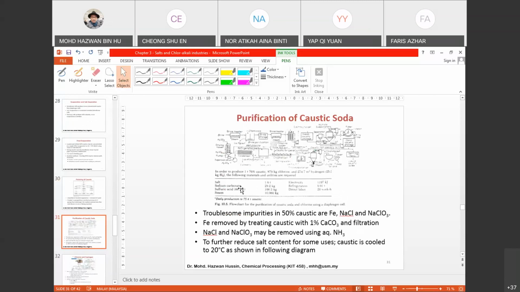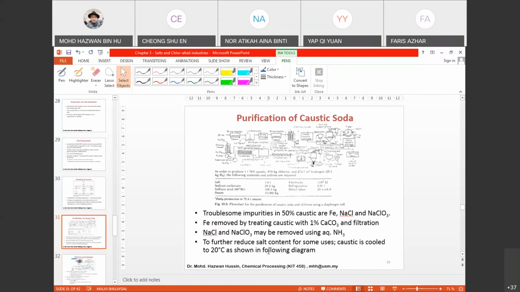Troublesome impurities in 50% caustic soda are the presence of iron, sodium chloride, unreacted sodium chloride, and also sodium chlorate. So this is basically, I think, part of the parasitic products produced during the causticization process. Iron will be removed by treating caustic with 1% of calcium carbonate and filtration. Sodium chloride and sodium chlorate may be removed using aqueous ammonia.